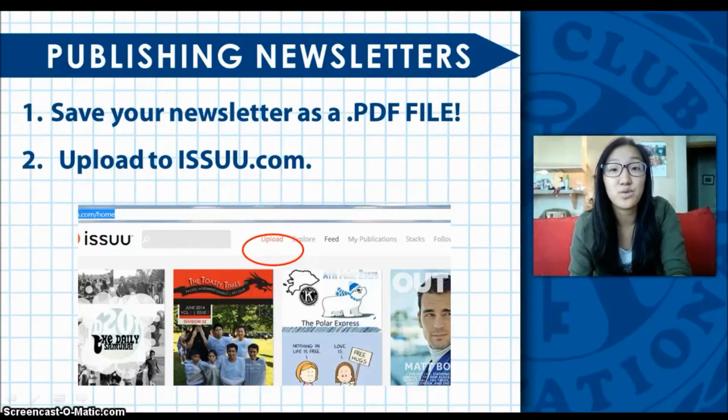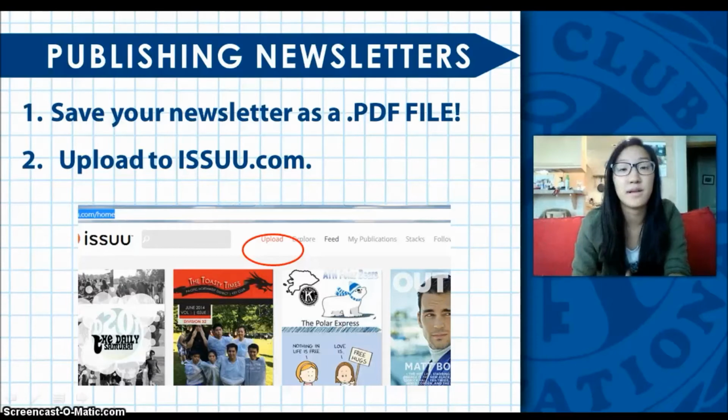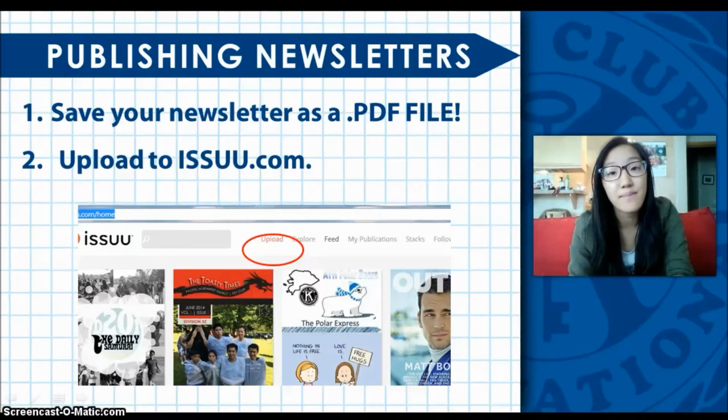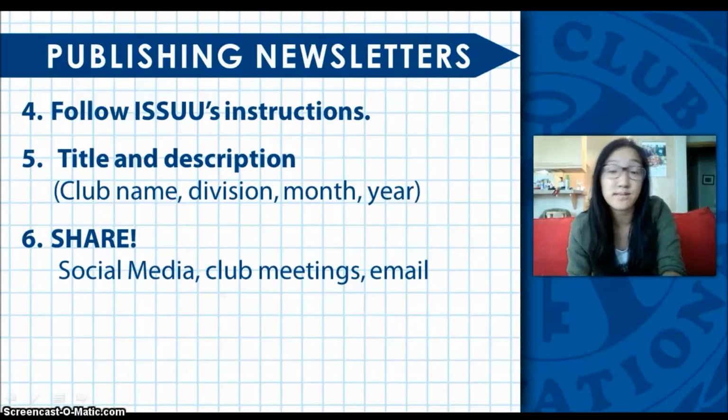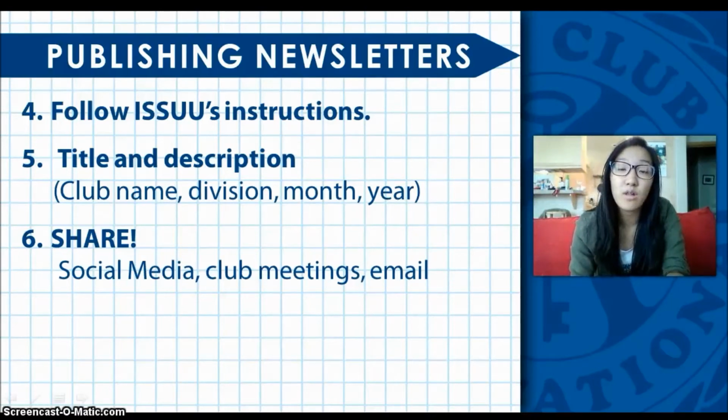So log into your issue account that you've made for your club and click on the upload button at the top, like I've circled in red, and basically just follow the steps on there. Issue has instructions for uploading, so after you follow those instructions, make sure you title and describe your newsletter with your club name, your division, and your month and year. That way all of that information is included so people know exactly what club and who you guys are.